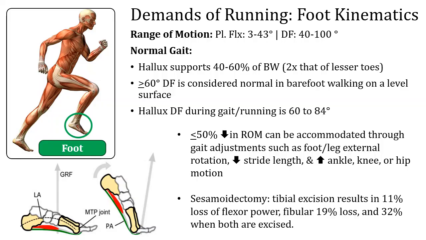It's also important to acknowledge the role of the sesamoids here. So with sesamoidectomy, when the sesamoids are removed, the tibial excision specifically results in 11% loss of flexor power, whereas when the fibula sesamoid is taken out, a 19% loss, and then when they're both excised, a 32% loss. So that length tension relationship, not estranged from that of the patella at the knee, really allows for a significant and meaningful force generation capacity of the hallux flexor.